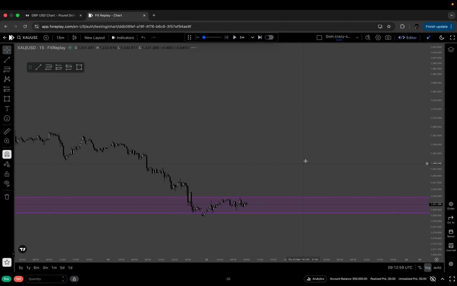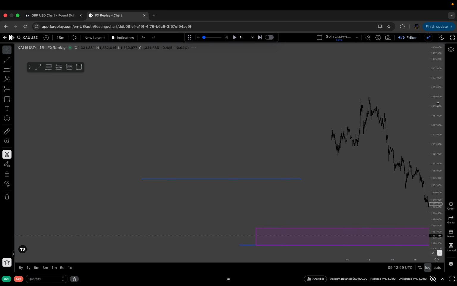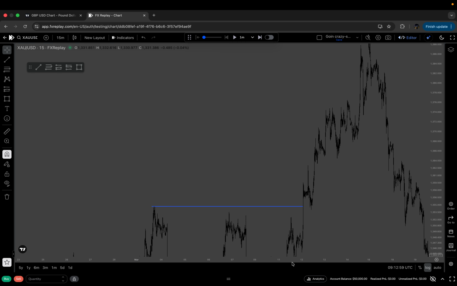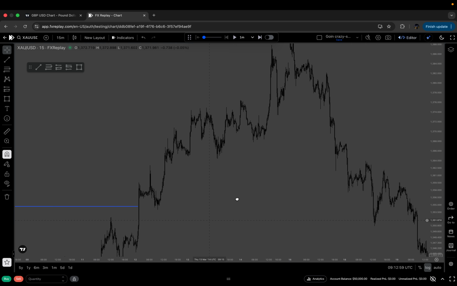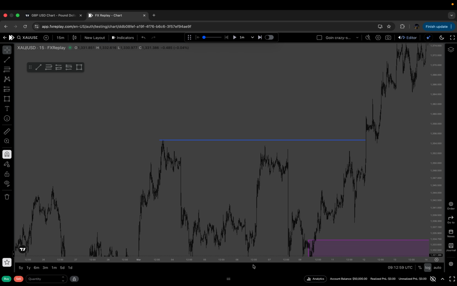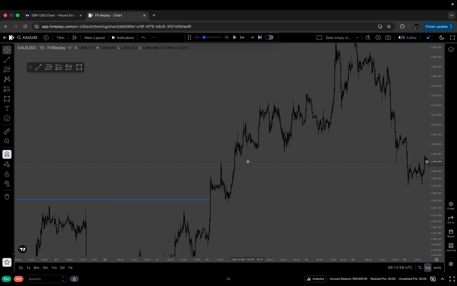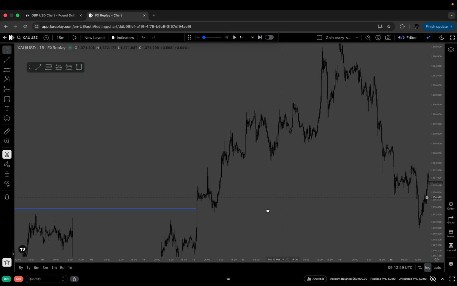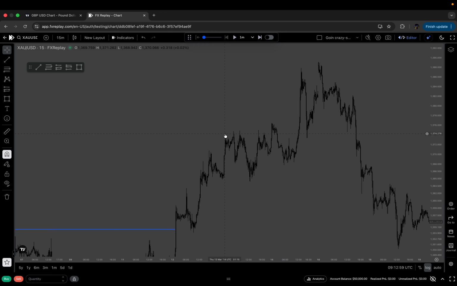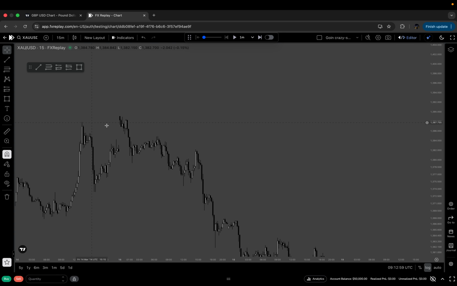Okay, let's go on the 15-minute. Let's see what we can find. So if we mark the 15-minute external, we can see externally we broke this, broke this, broke this, broke this, broke this. Did we close above here? Yeah, broke this. We then broke this.